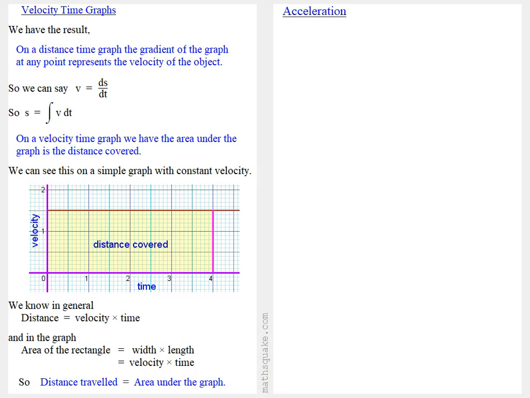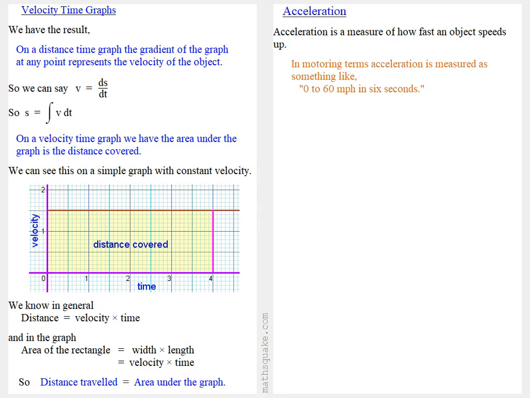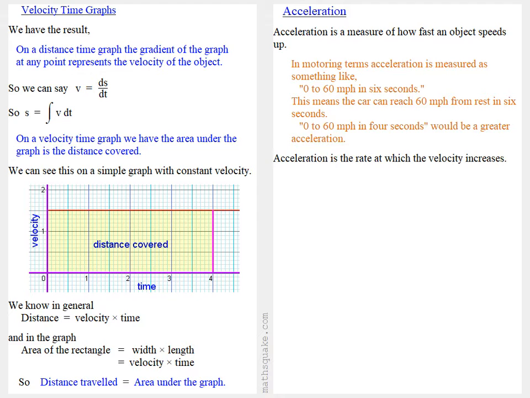Now let's consider acceleration. Acceleration is a measure of how fast an object speeds up. In motoring terms, acceleration is measured as something like 0 to 60 miles an hour in 6 seconds. This means the car can reach 60 miles per hour from rest in 6 seconds. 0 to 60 miles per hour in 4 seconds would be a greater acceleration. So acceleration is the rate at which the velocity increases. On a velocity time graph, the acceleration is the gradient of the graph.